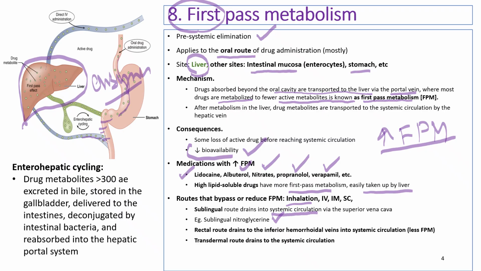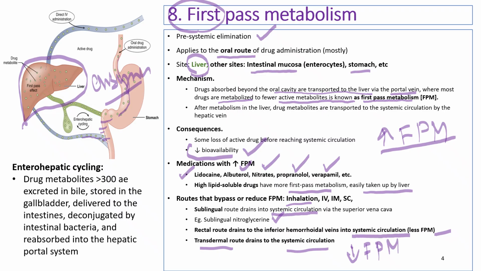For the rectal route, especially when you place the suppositories at the lower part of the rectum, the drug drains mainly into the inferior hemorrhoidal veins. So there is less first pass metabolism, and more medication enters the systemic circulation. Transdermal routes also drain directly into the systemic circulation, bypassing the liver, so there is also less first pass metabolism.